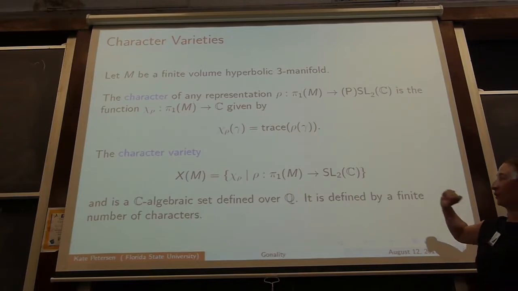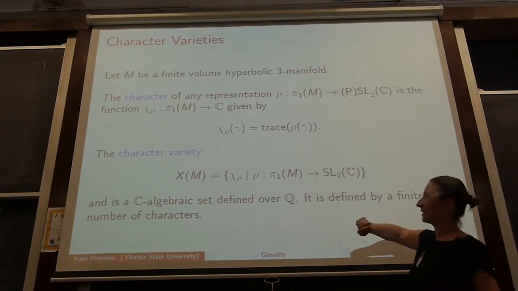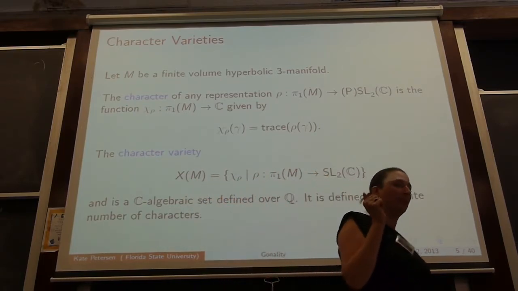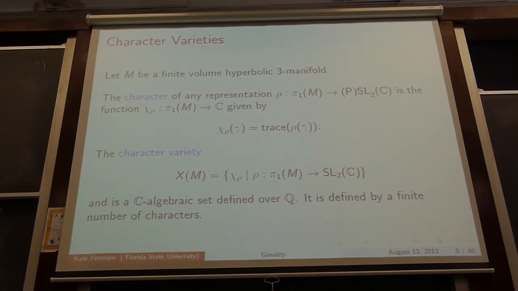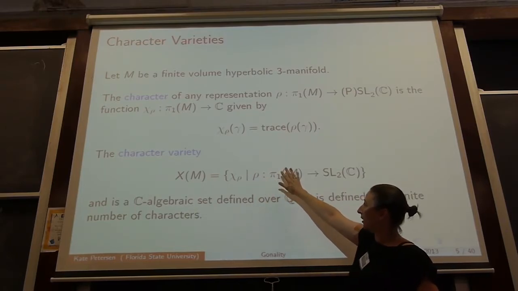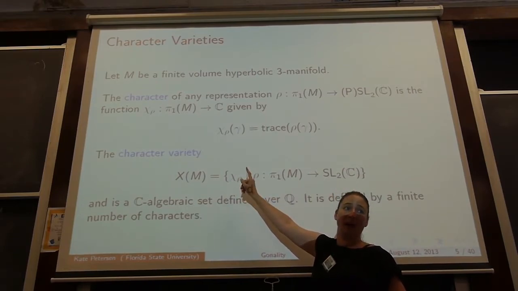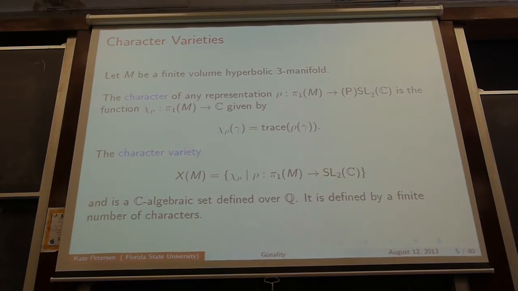But what I'm going to do is instead look at all of the traces. So I'm going to look at the set, and I'm going to call it XM. And if I happen to talk about PSL2C instead of SL2, it will become a Y. Every point in it corresponds to this trace function, which is associated to a single rho that takes an element in the fundamental group to SL2C, and this trace function is a function that if you plug in any element in the fundamental group, the output is the trace. So this looks horrible, but it's not so bad. If we go back to the set of all representations, it's not hard to see that it can actually be described as an algebraic set. And I'll show you an example.